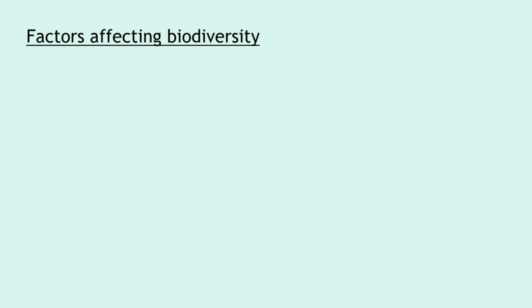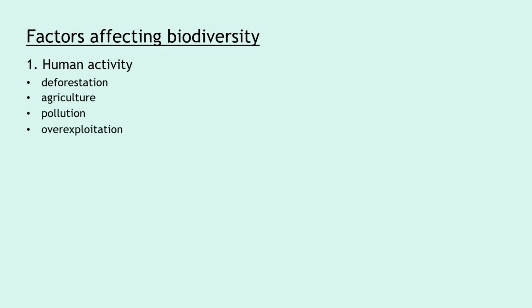So the next section looks at the factors that affect biodiversity. So the question is, what can cause biodiversity to reduce? And the obvious answer here is, of course, us humans. Human activity is a major contributor to the reduction of biodiversity. And specifically, that could be deforestation, agriculture, pollution, overexploitation of resources or populations, and the introduction of invasive species.